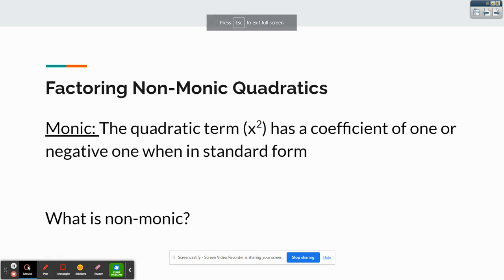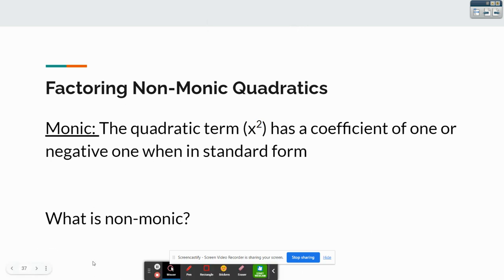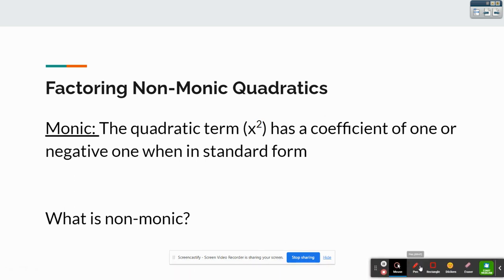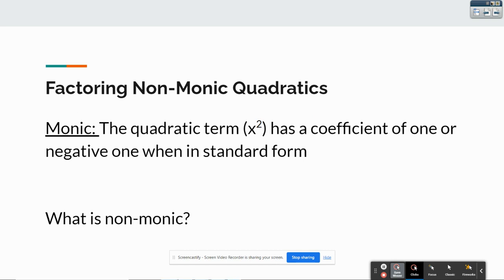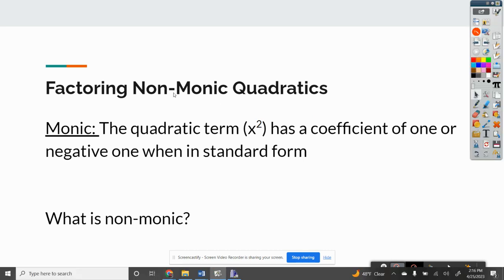All right, so we are going to go over factoring some things that are not monic. What monic means is that the a term is not 1. So the coefficient in front of x squared is not 1 anymore. When it is 1, it's called monic. When it's not monic, then a does not equal 1.